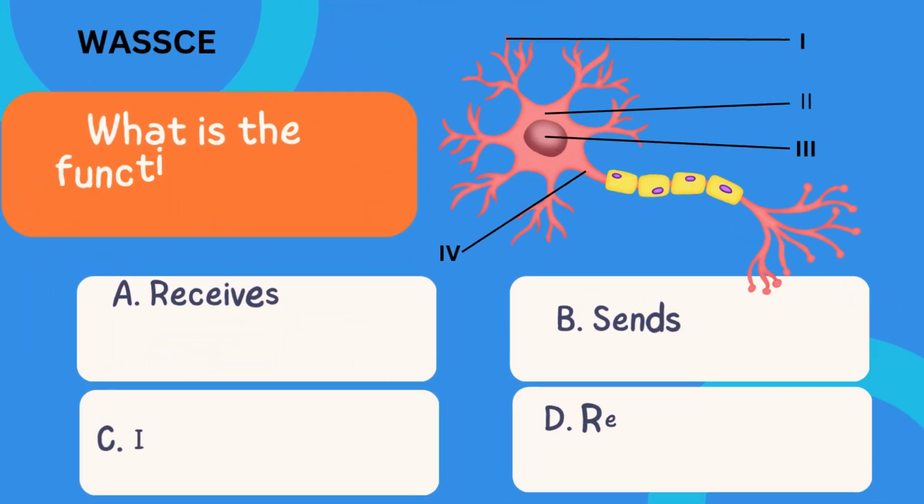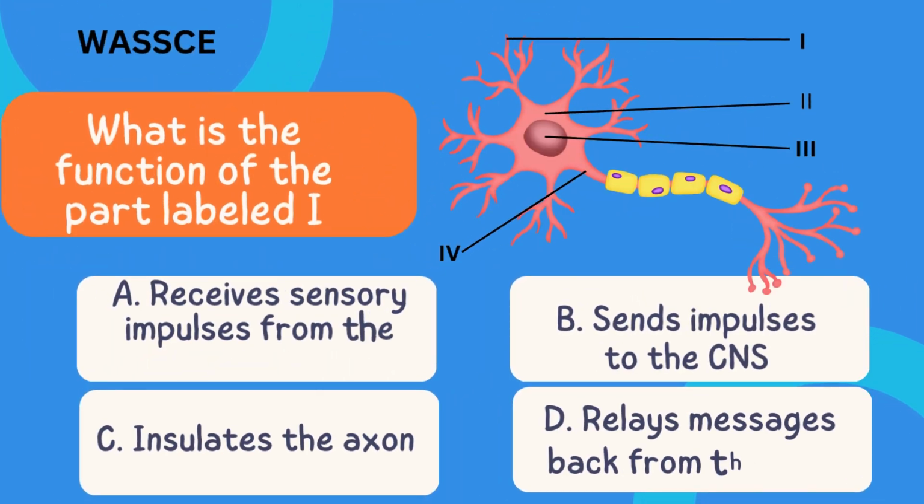The question that follows this diagram again says, what is the function of the part labeled Roman figure 1? A. Receive sensory impulses from the body. B. Send impulses to the central nervous system, CNS. C. Insulates the axons. And D. Relays messages back from the CNS. Look at the part labeled Roman figure 1 and pick your answer.